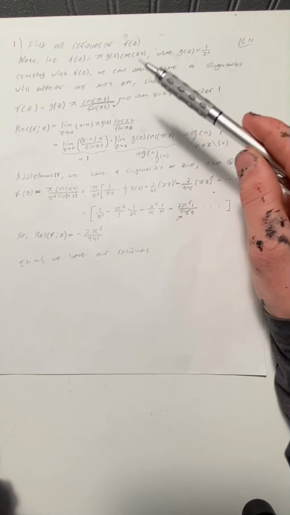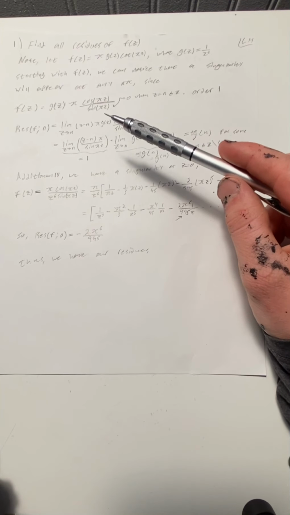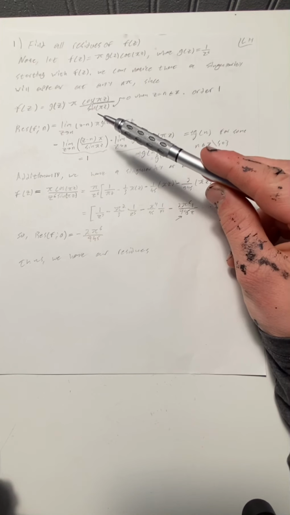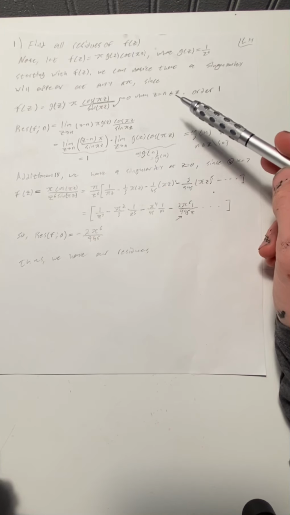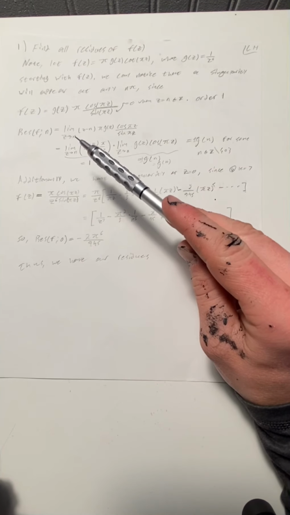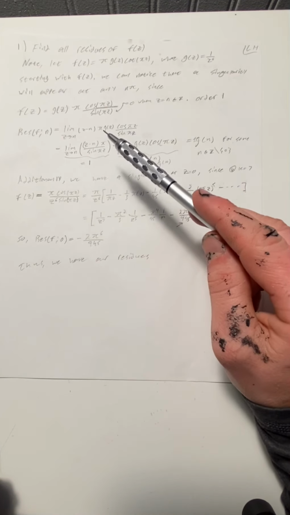Recall that cotangent of pi z equals cosine pi z over sine pi z. So therefore, for all integer values of z, sine of pi z will be 0. Thus we have some singularities there. So we're going to calculate the residue of f at n using the definition: the limit as z approaches n of z minus n times the function.